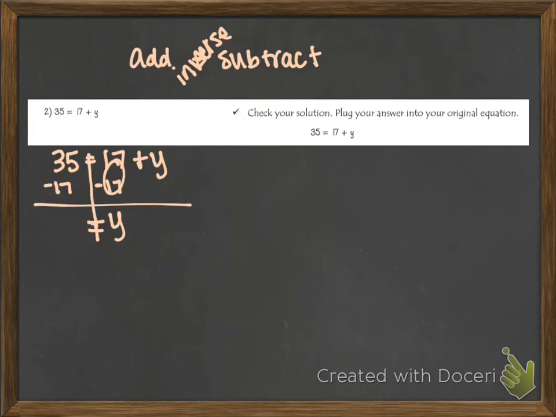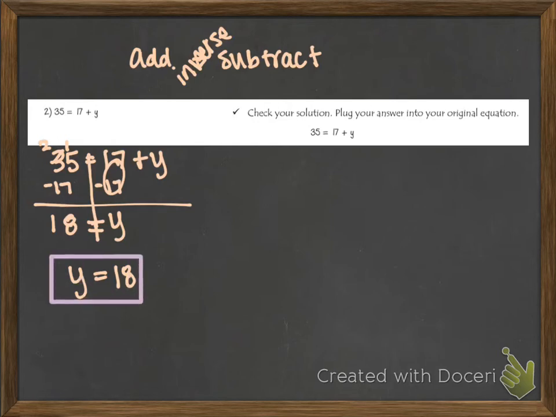And then 35 minus 17, we have to borrow. 15 minus 7 is 8, and 2 minus 1 is 1. So I'm going to write this with the variable on the left side: y equals 18.